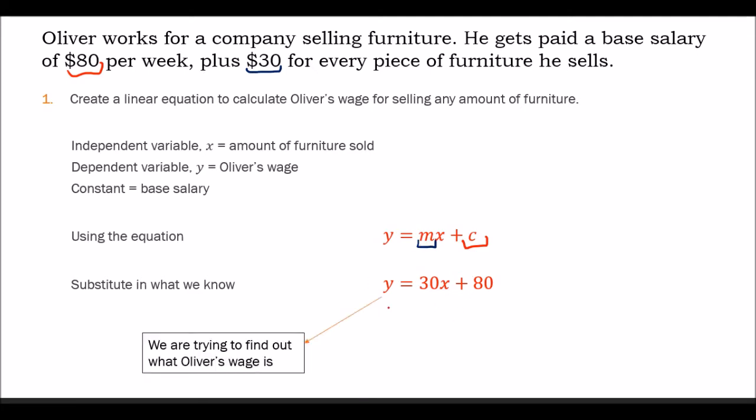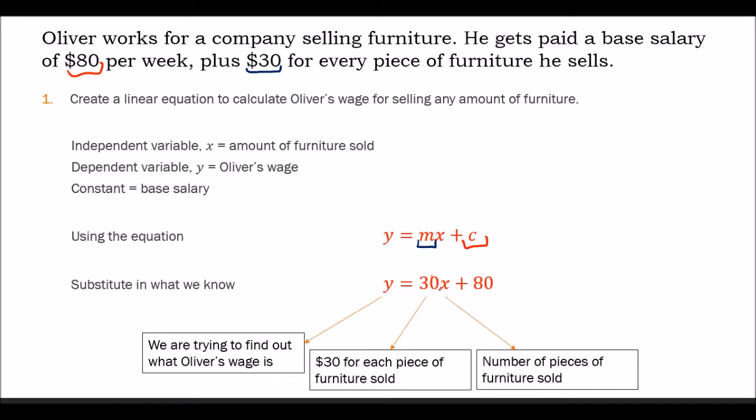Remember what y represents? Y represents how much he's going to make, and x represents how many pieces of furniture he's going to sell, and every time he sells a piece of furniture, he'll get $30.